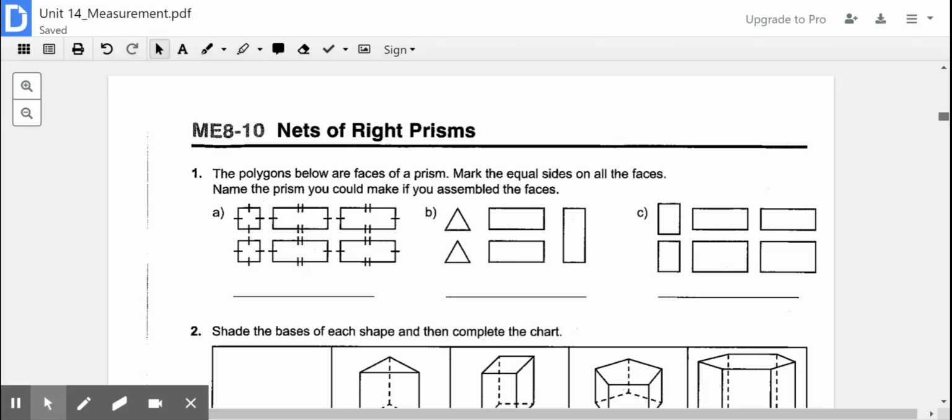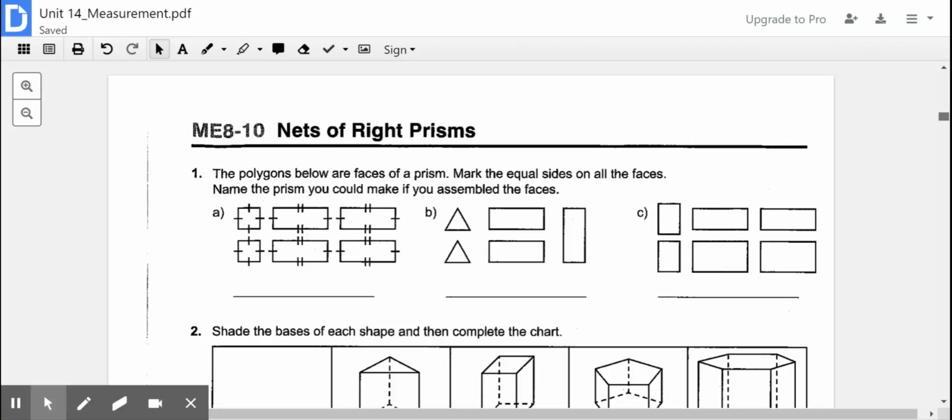Most of this lesson will just be following along in the notebook. I don't think there's anything I have to show you on the webcam or anything like that. So let's get started. This lesson is all about identifying what kind of things would make a prism, what kind of nets would make a prism, and whether a net has enough sides and that sort of stuff. So let's check it out.